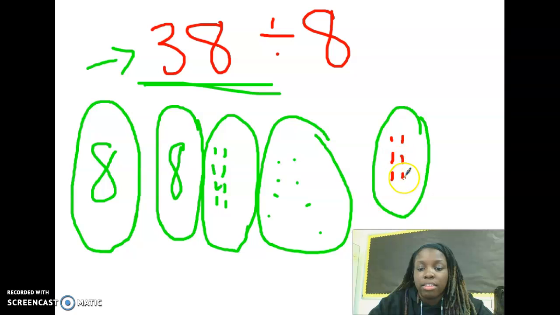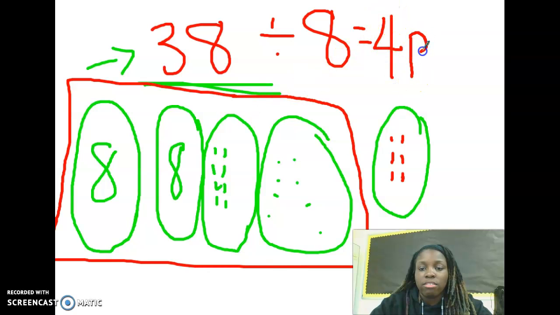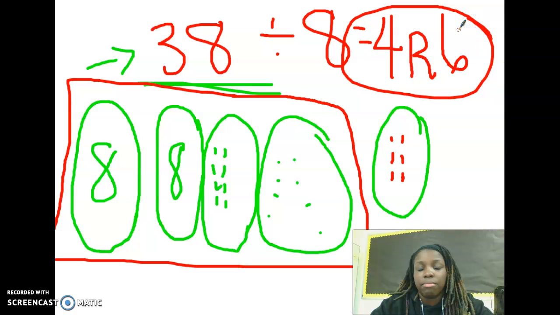So this is 32, 33, 34, 35, 36, 37, 38. This is 38 all together now. So when we write the quotient, we look here and see that there are 4 full groups. And what's left over is the remainder. There are 6 chocolate bars left over. So 4 friends get 8 apiece, and there are 6 chocolate bars left over. Or the last friend is only going to get 6 and not 8, right? So my answer will be 4 remainder 6.